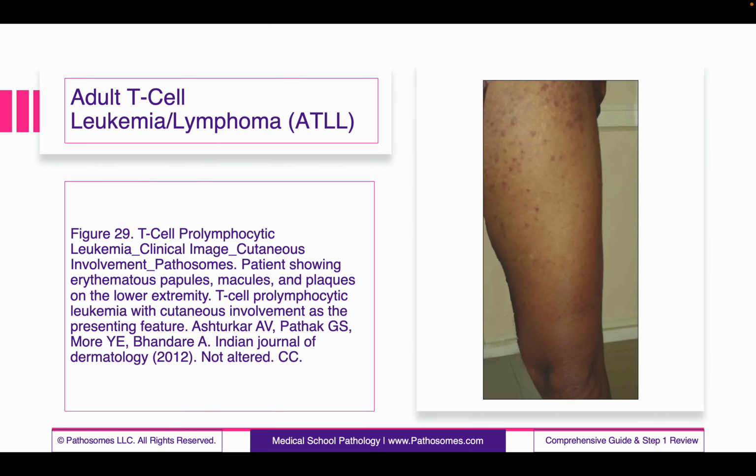And here we have a patient's leg who's experiencing cutaneous involvement by T-cell prolymphocytic leukemia. So dermatologists and budding dermatologists, keep this on your radar.